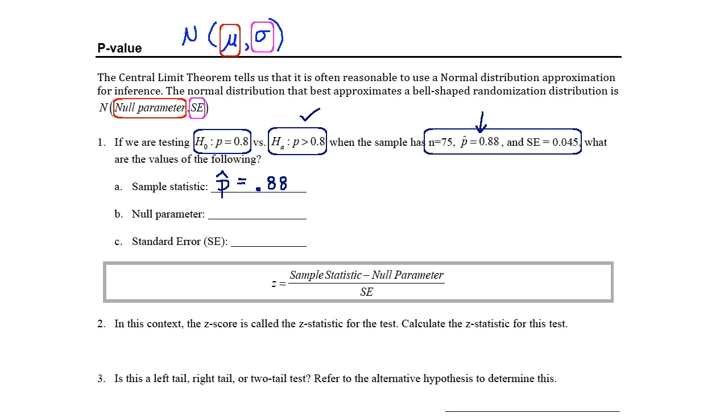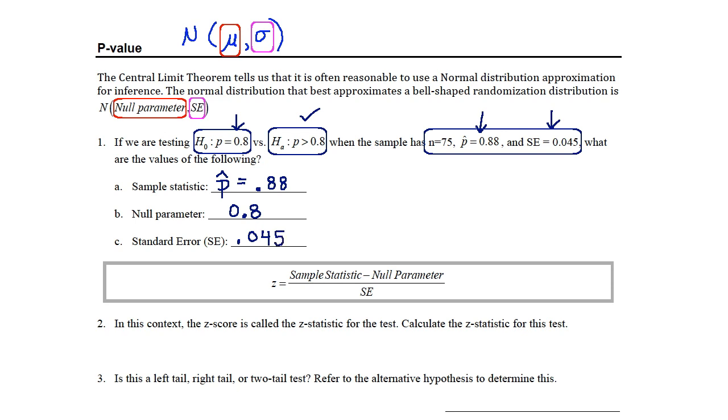We can see that that is consistent with our alternative hypothesis. It's greater than 0.8. Our null parameter is the value that is used in the null hypothesis, so that is 0.8. And our standard error is given explicitly as 0.045.